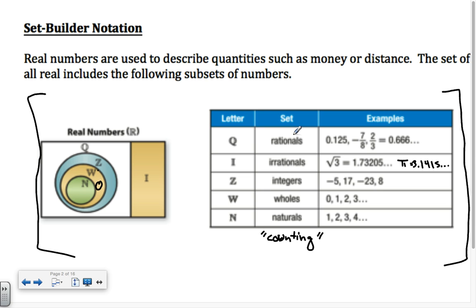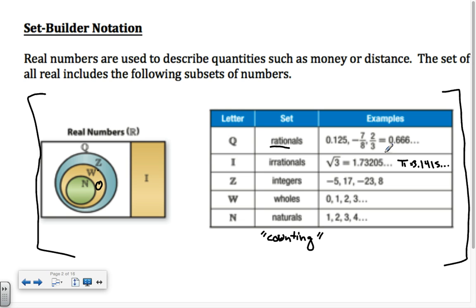And a good way to remember that they're rational numbers is that the word ratio is in rational numbers, meaning that you can take any number that is a rational number and you can express it as a fraction. Even repeating decimals can be expressed as fractions. And so that makes up all of the number sets that we're going to deal with.